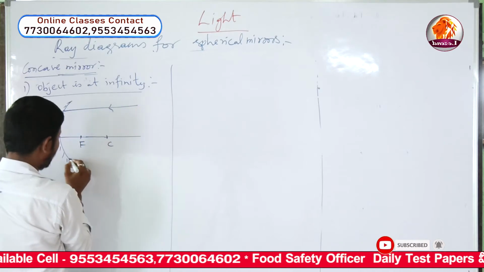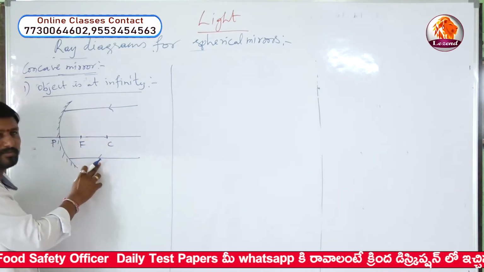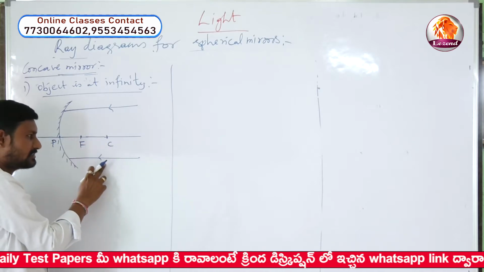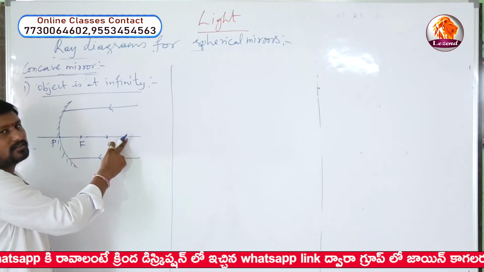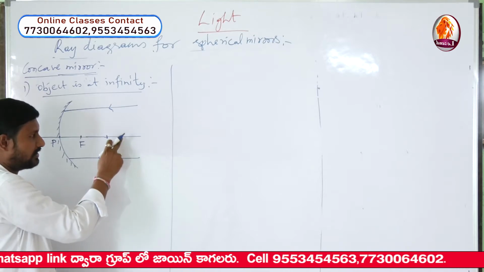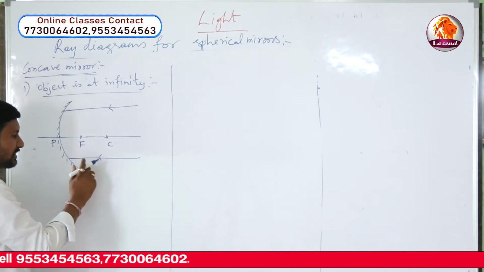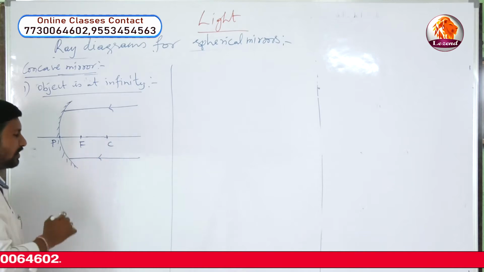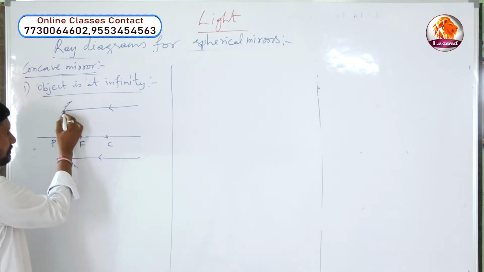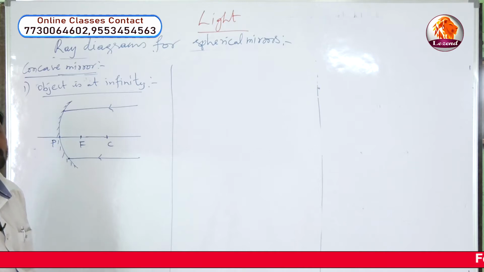The light rays coming from the object at infinity are represented by parallel rays to the principal axis. Okay, the light rays which are parallel to the principal axis will show that the object is at infinity. These are the 2 incident rays now falling at the mirror. And for these incident rays we should draw the reflected rays. How to draw the reflected ray?